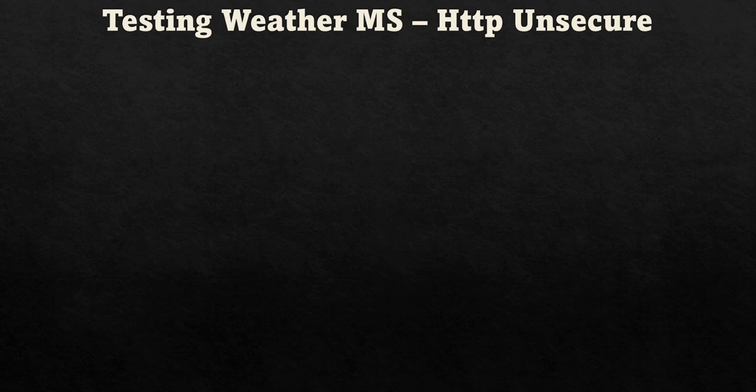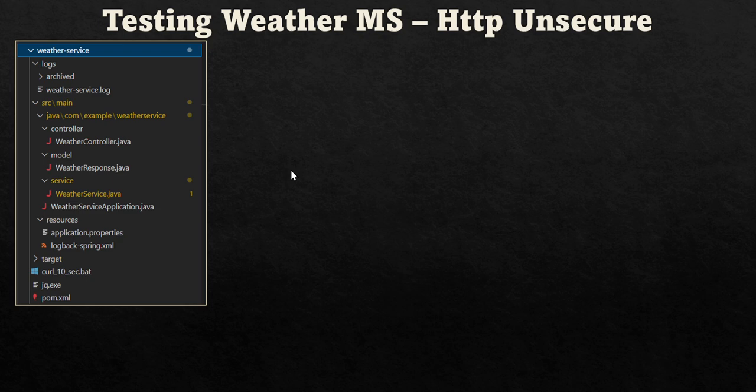The next one is how to test it in the unsecure way on the HTTP 8080 port. Before we actually hit any URL, this is how the service looks, the folder structure of the weather microservice. We have a controller, a service class, and a response object model class. We have the application properties file. Later on, I changed it to YAML. So in the hands-on, you will see a YAML file, but we started with the properties.